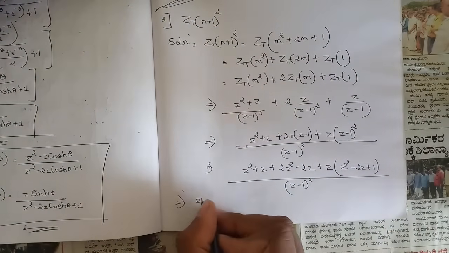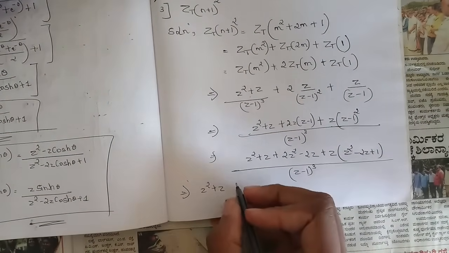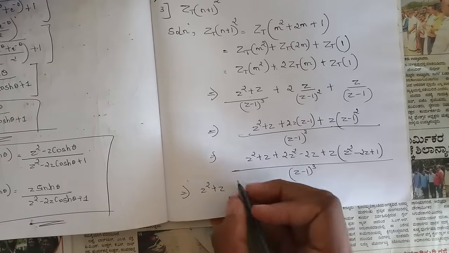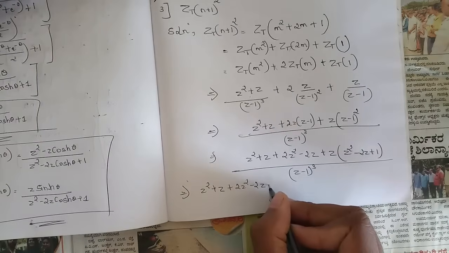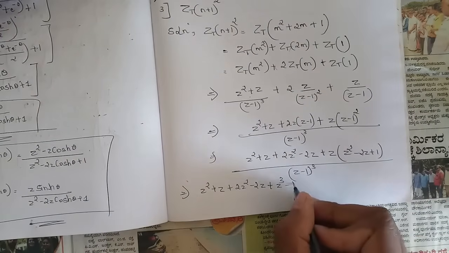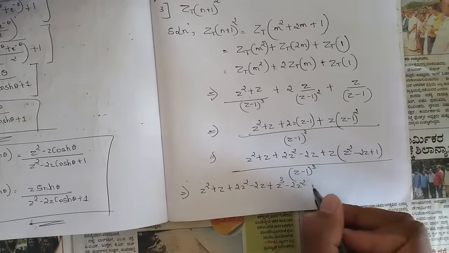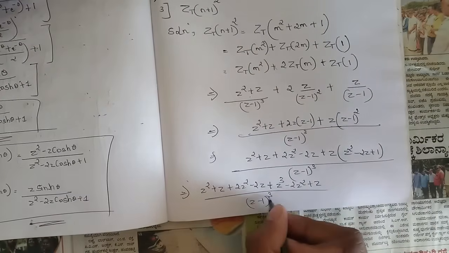Further simplifying, we get plus 2z square minus 2z, z cube minus 2z square, plus z divided by (z minus 1) whole cube.